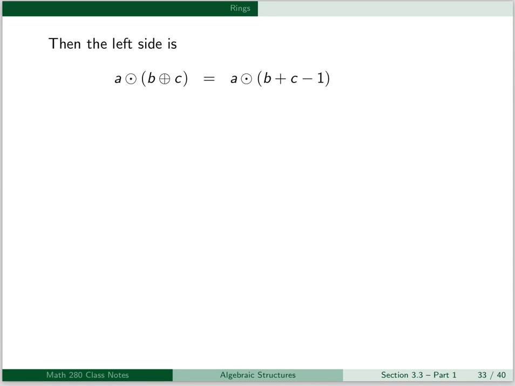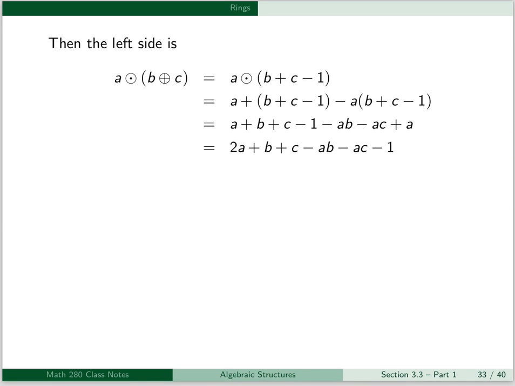So then the left side is equal to a ⊙ (b + c − 1), which is a plus the quantity (b + c − 1) minus a times the quantity (b + c − 1). And we can simplify this algebraically to obtain the expression shown.